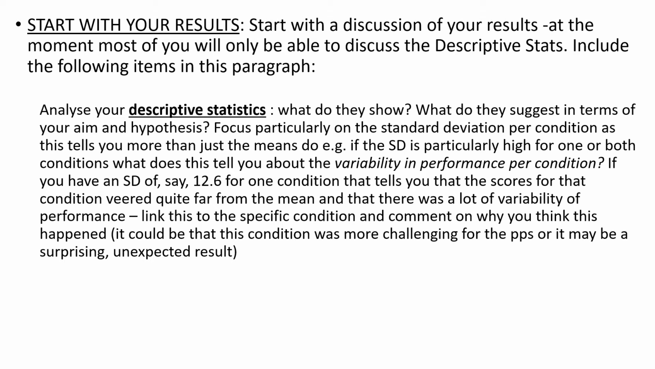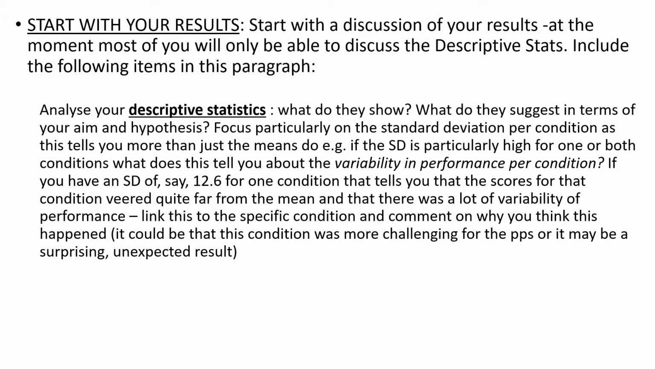So at this point you can start to suggest why this may have happened. Do you think it was because this condition was more challenging than the other condition? Could it be because it required a specific skill that perhaps your participants might not have had a lot of practice in? Is it something to do with their age, with their experience? So this is where you can make suggestions as to why you think the standard deviation for one condition was higher than the other.